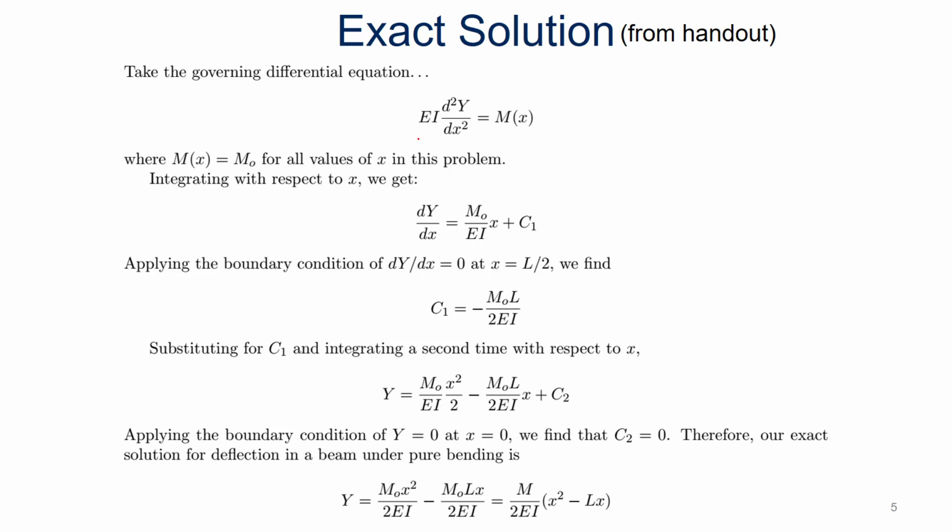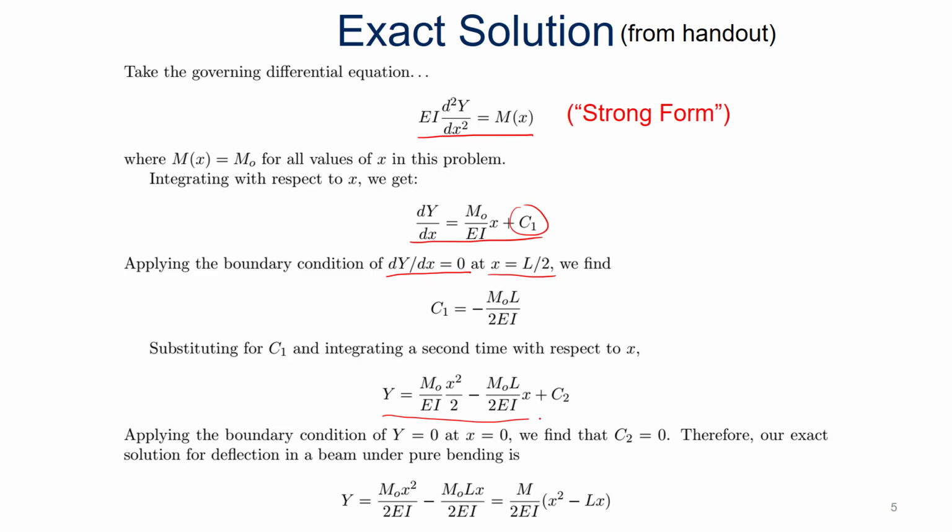We still have the governing differential equation like we had from the previous slide. And that is actually the strong form. So when we talk about the weak form using the weighted residual method, this is the strong form, the original governing differential equation. So we take that equation and integrate with respect to x, take the first integration so we get the first constant of integration. And we're going to apply our boundary condition that we're going to have no slope at x equals L over 2, so we can figure out that constant of integration.